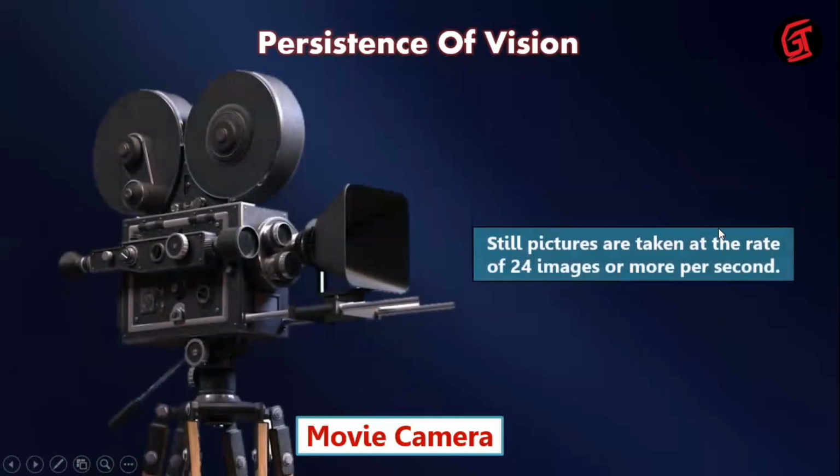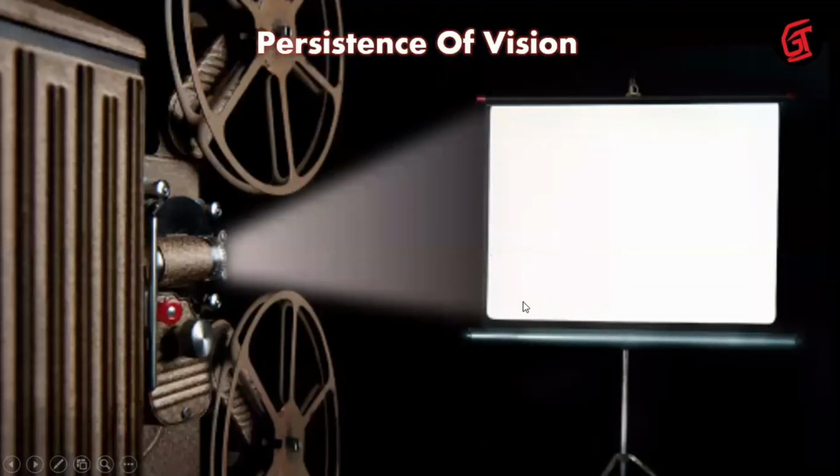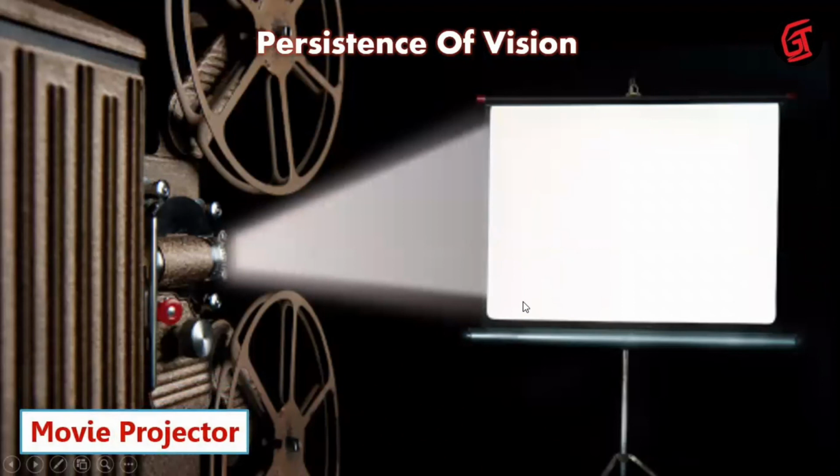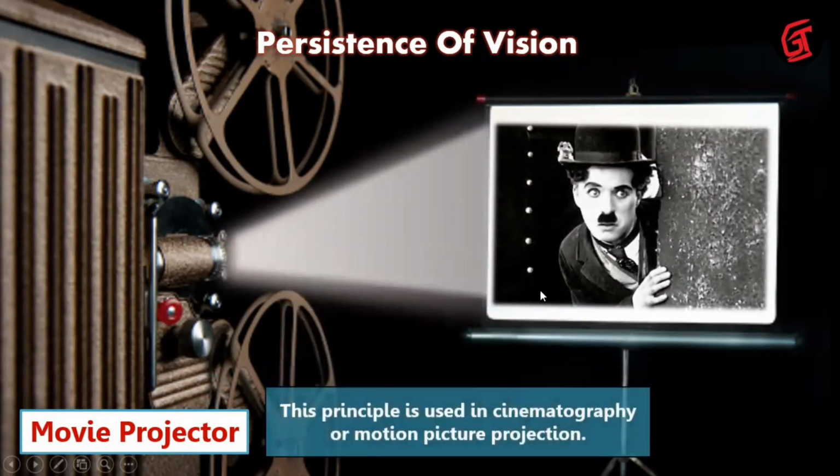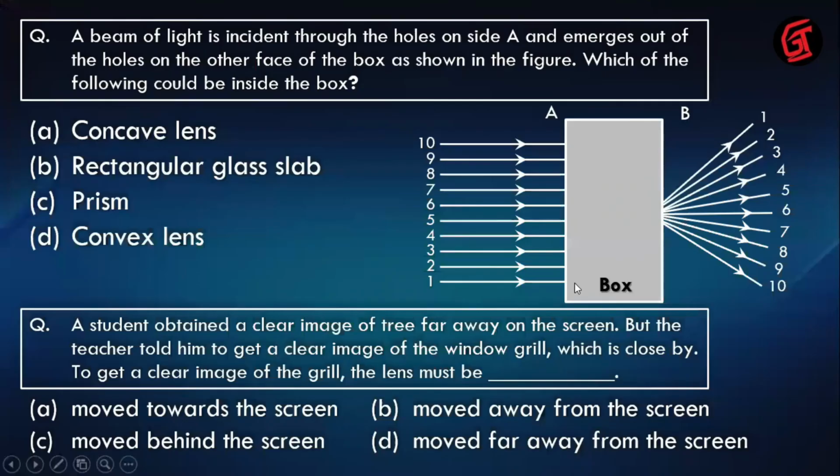This is the olden times camera, which they used to take 24 images per second. So when they take 24 images in 1 second, it looks like a movie only. Olden cameras. Cinematographers used to use this.